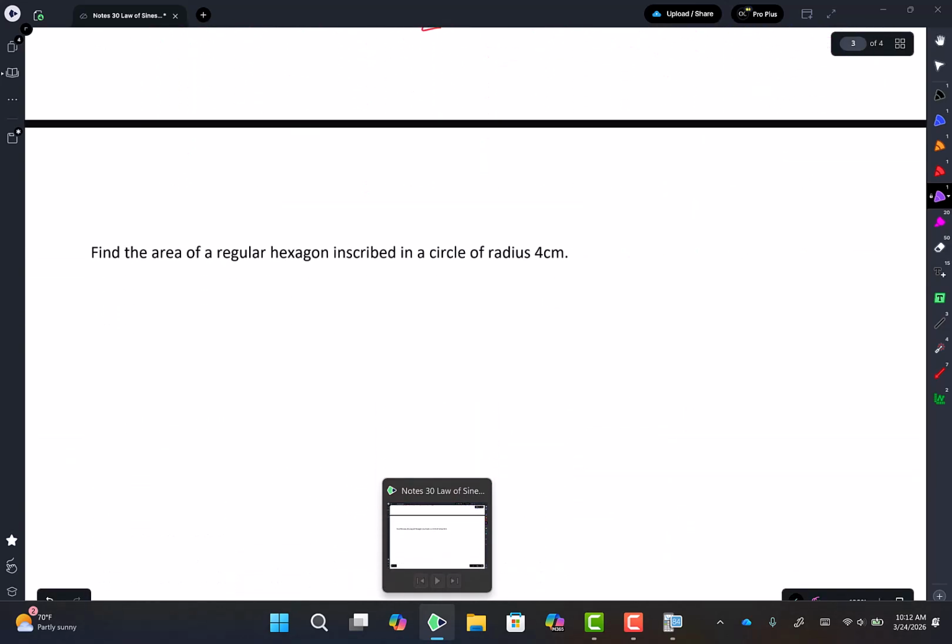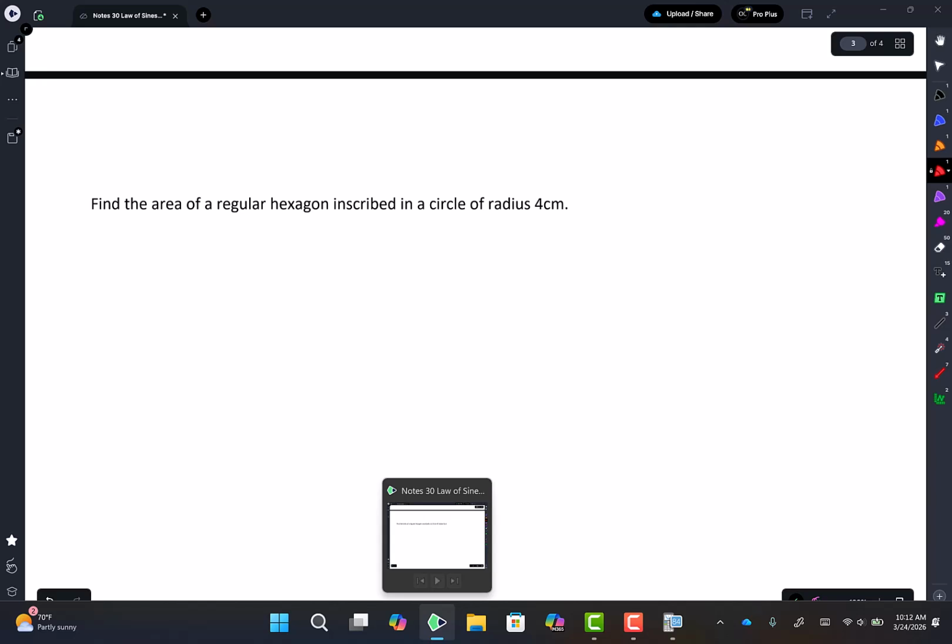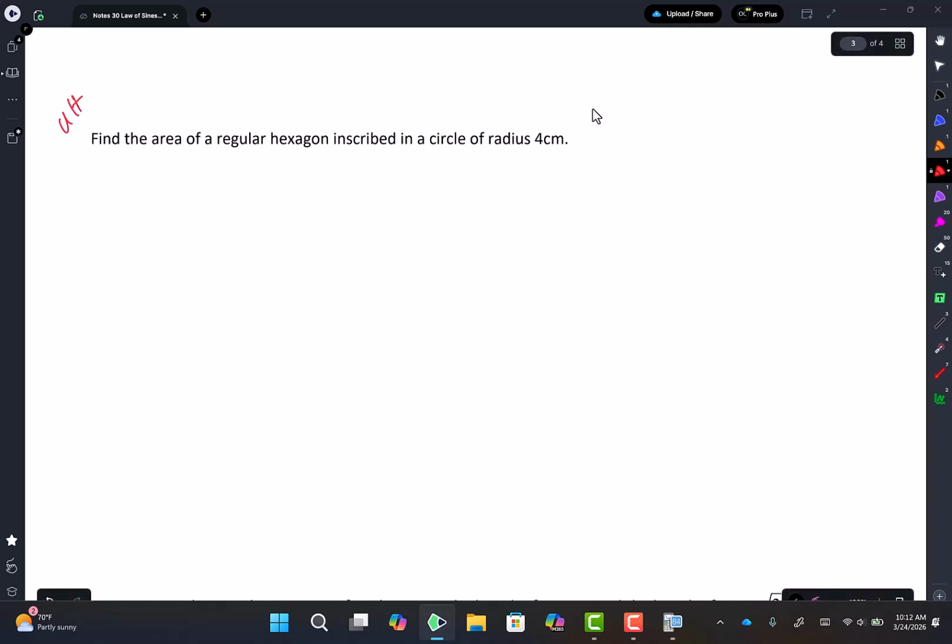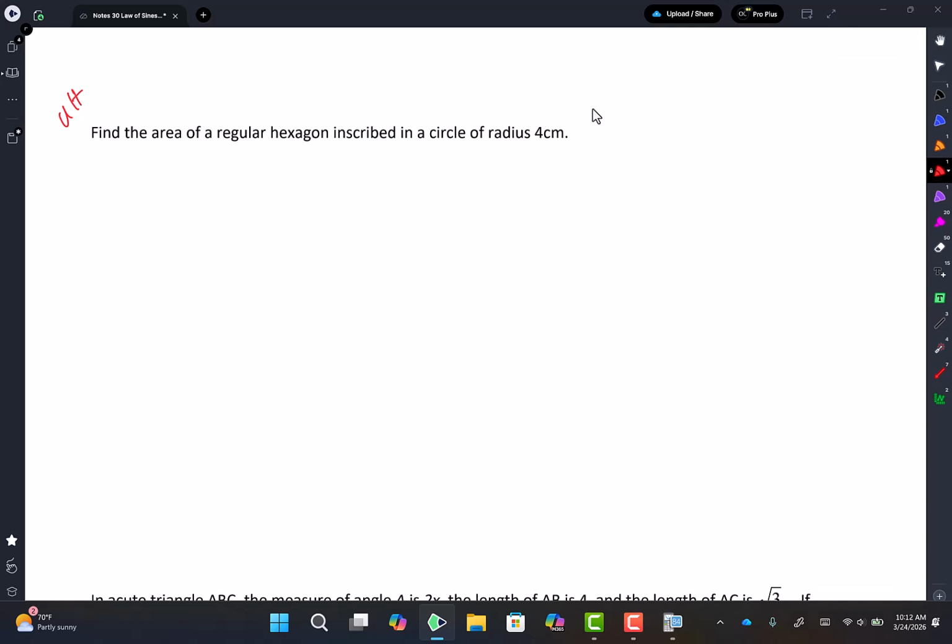All right. This one's coming from UH. I wouldn't be surprised if you find this question in an entrance exam. Find the area of a regular hexagon inscribed in a circle, radius 4. Guys, you don't have to know the area formula for a regular polygon. I think it's 1/2 apothem times perimeter or something like that. I don't even know if that's the exact answer or not.